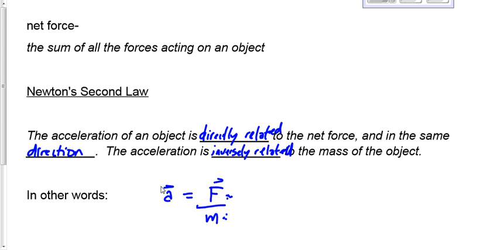mass. Now, I'll be honest with you, most times you don't see Newton's second law written this way. Most times you see it written this way: F is equal to m times a, but it means the same thing. We don't usually write this, but know that F in that equation, F is equal to m times a, or a is equal to F over m, is the net force. So if there's three forces acting on an object, we have to add them together and then use that number in that equation.